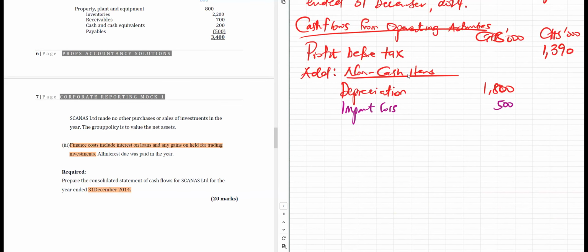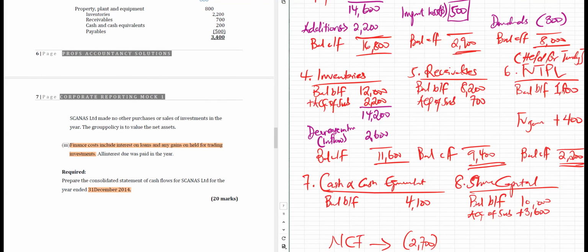Come here and say what? It's also a working capital adjustment. We add it to this one. So I'll just say, somewhere down here, decrease in inventory, which is a cash inflow of 2,600. Good.